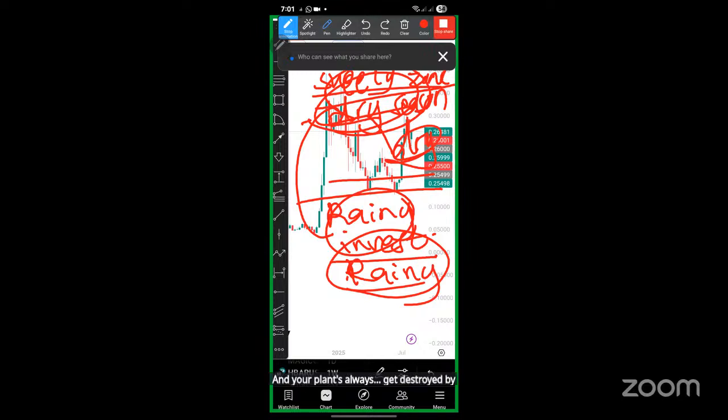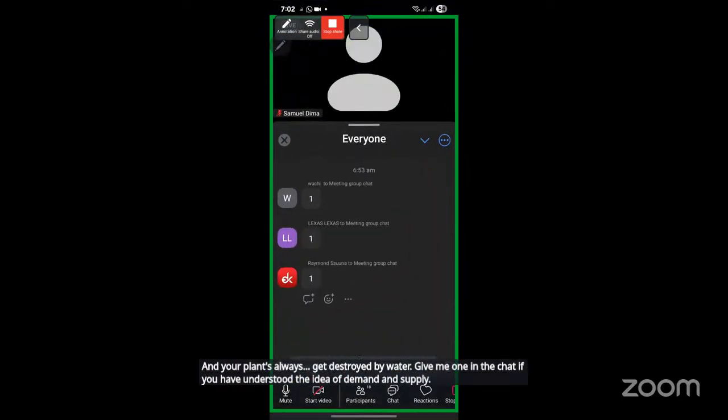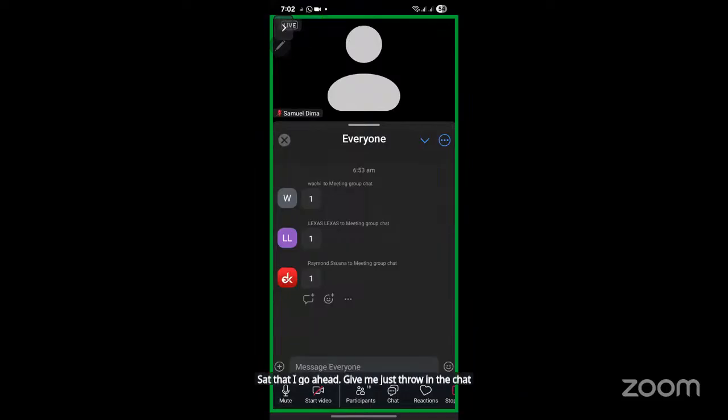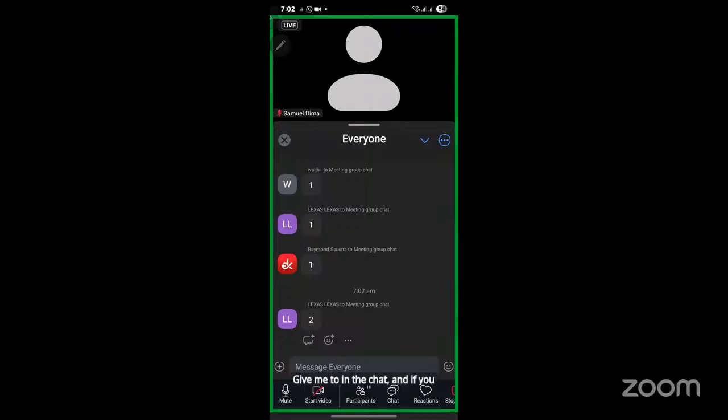Give me 1 in the chat if you have understood the idea of demand and supply, such that I go ahead. Give me just 2 in the chat if you have understood what it means by supply and demand, such that I build from there. And if you haven't understood, give me 3 in the chat.